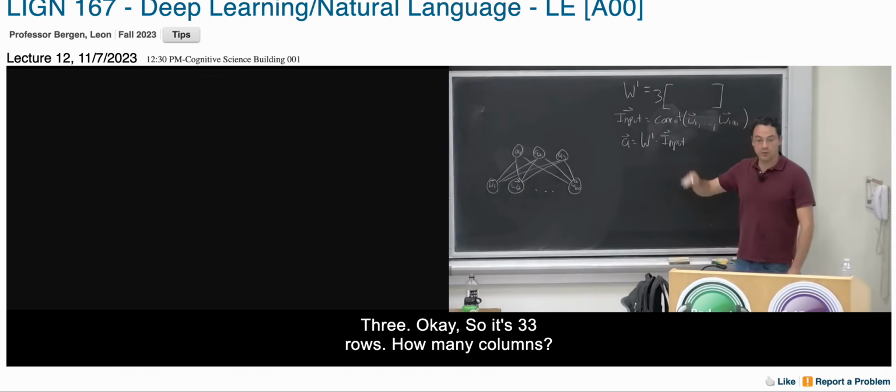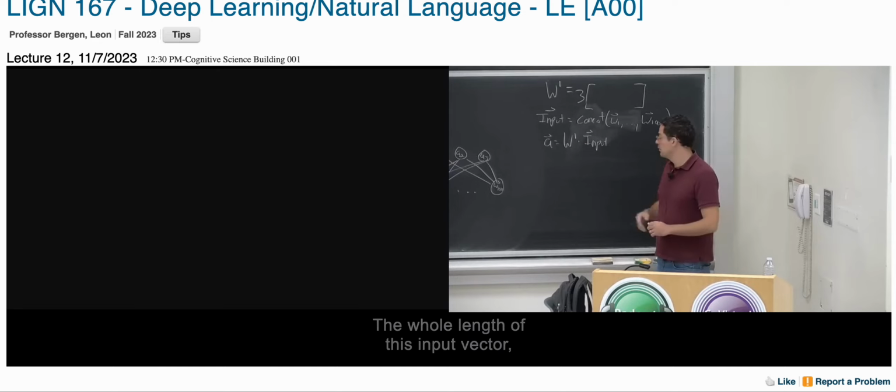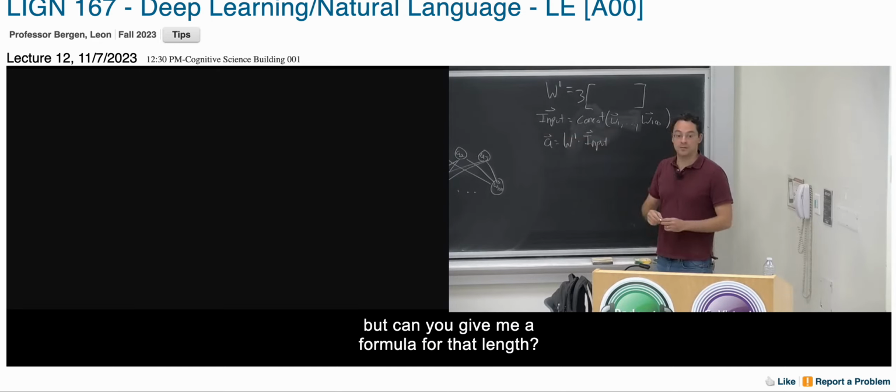Okay, so number of hidden units. How many hidden units are there? 3. Okay, so it's 3. So 3 rows. How many columns? The whole length of this input vector. But can you give me a formula for that length? So let's say the dimensionality of W1 or any of the input vectors.